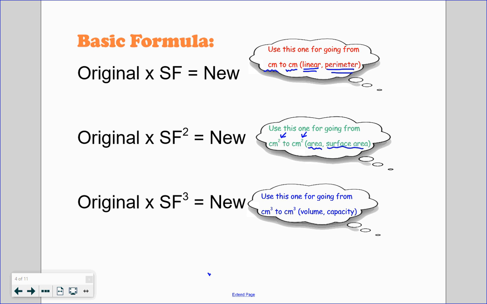Original times scale factor cubed equals new. This one is when we go from centimeters cubed to centimeters cubed. Again, everything has to match. And the words you'll see in the question are volume, or you'll sometimes see the word capacity. Now, when we use the word capacity, typically you'll see the units will be liters or milliliters. Because liters and milliliters is just how much liquid something can hold, and how much something can hold is how we define volume.